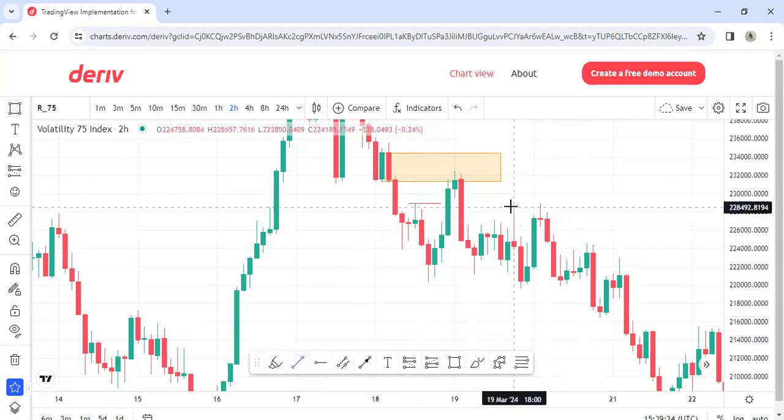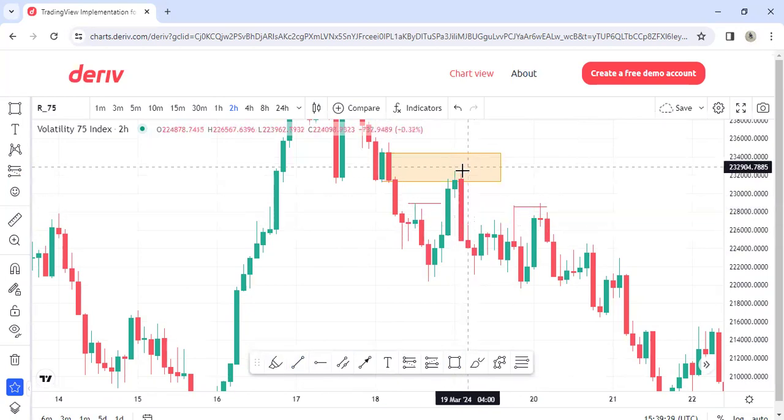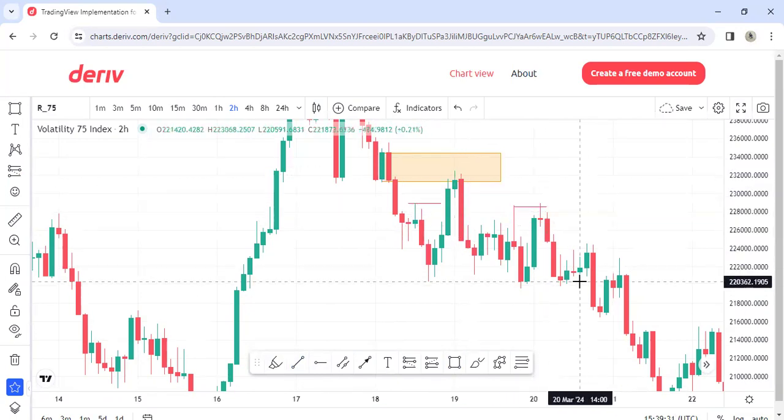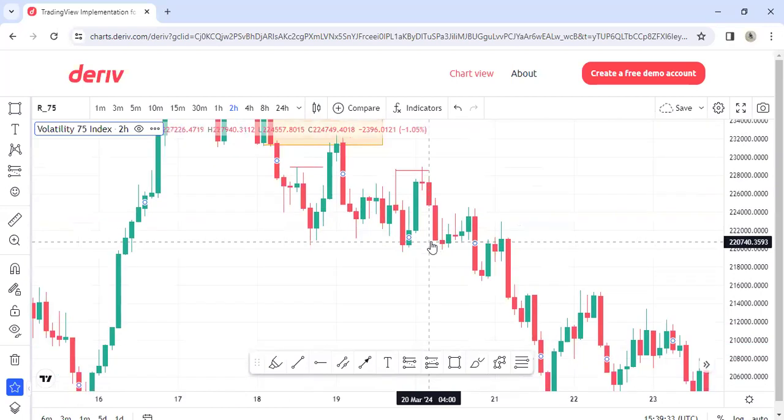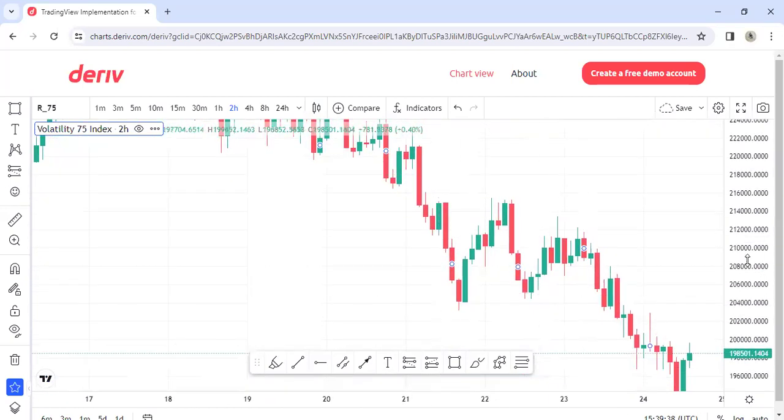Another one here. High taken. After the high was taken, what happened? We played, I think, this imbalance here. Maybe a lower time frame would have done justice for you. That is basically how you're able to catch all these beautiful moves. So this is basically all I wanted to share with you guys.